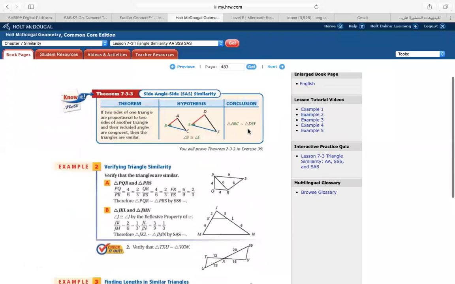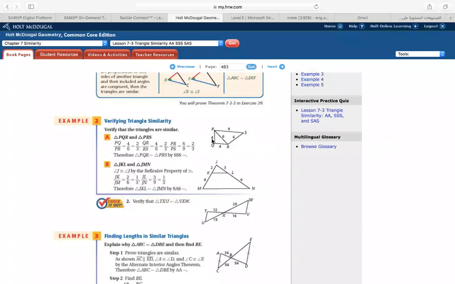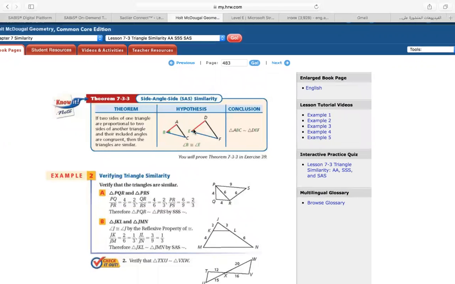Then we learned an example here, PQR and PRS. I'm going to take PQ and PR. PQ is 4 over PR, which is 6. 4 over 6 is 2 over 3. QR and RS, 4 over 6, which is 2 over 3. PR, the first and the third here, is 6 over 9, which is 2 over 3. Okay, what is new today?